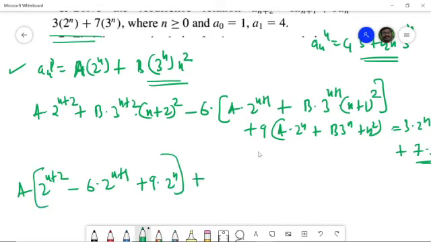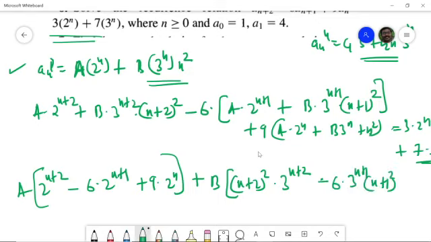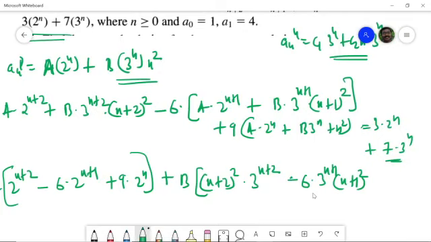Similarly with b, you have (n+2)^2 into 3^(n+2). Then you will have minus 6 into 3^(n+1) into (n+1)^2. Then you will have plus b into 3^n into n^2. Now all these things will be equal to 3 into 2^n plus 7 into 3^n. So you simplify this, what will you get?